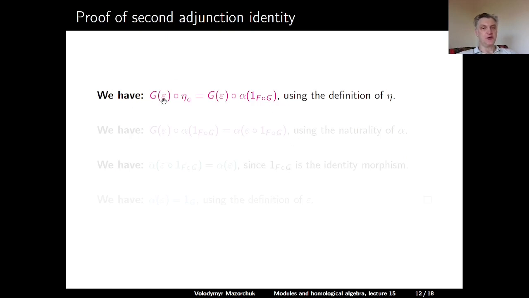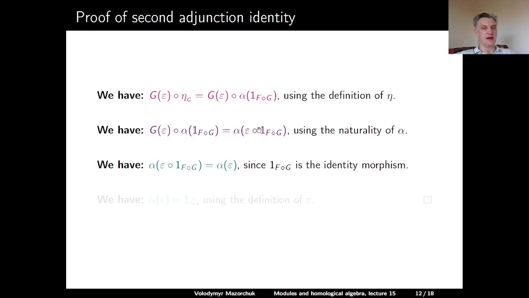So we need to prove that G of epsilon after eta restricted to G is equal to the identity on G. So first of all, let's use the definition of eta and rewrite eta restricted to G as the image under alpha of the identity on F after G. So what we want to compute is equal to G of epsilon after alpha applied to the identity on F after G. Now if you look at this composition, we can use the naturality of alpha, because here we have G of epsilon after alpha of something, so we can rewrite it as alpha of epsilon after the identity on F after G. So this is exactly the naturality of alpha.